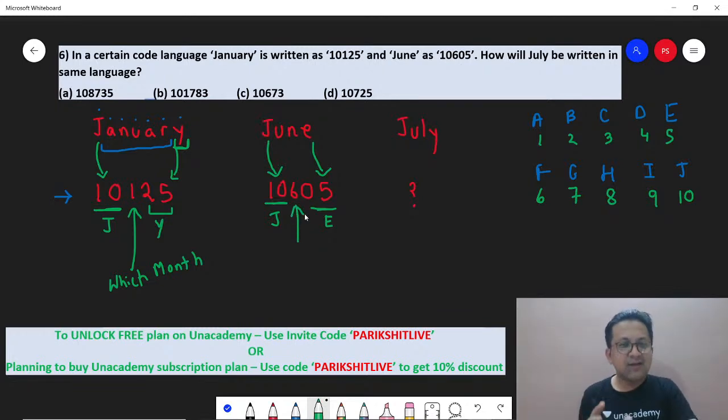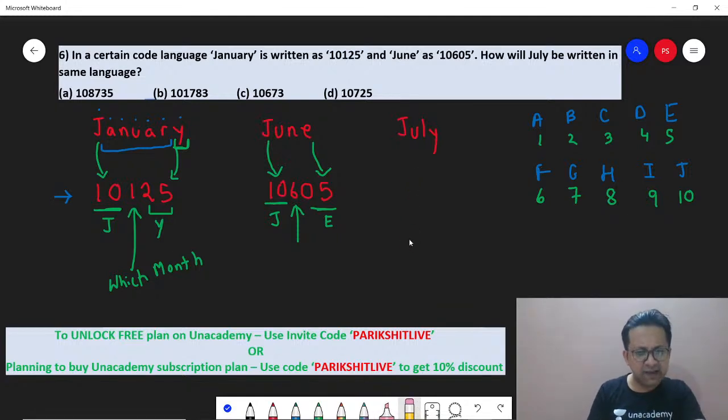What is the logic? The code is nothing but a combination of 3 things. First, the position of the first character. Then, which month of the year it is. And then the last thing is the last letter of the word. Fine. I think now we can easily get July.